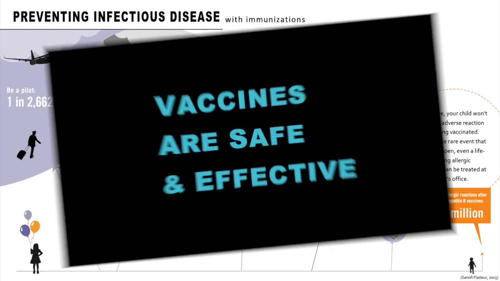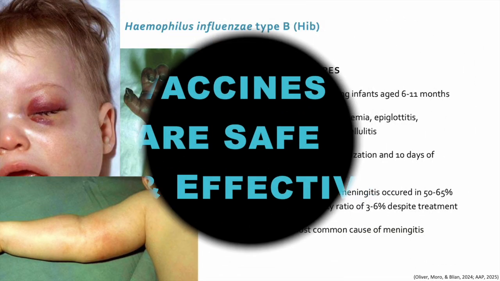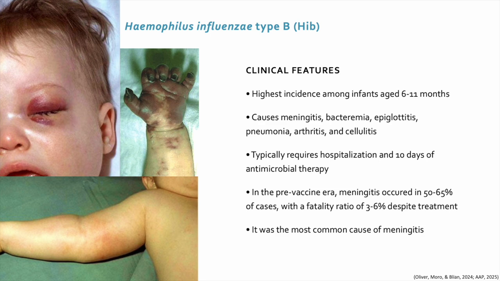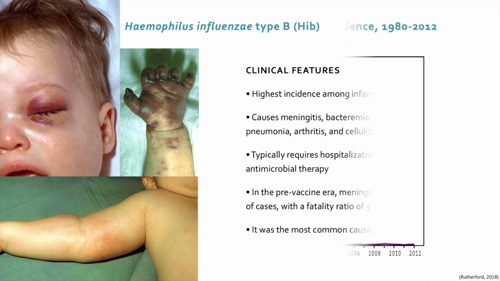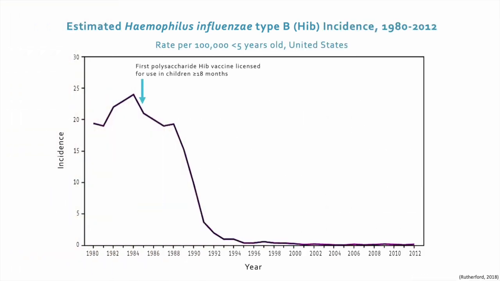The Haemophilus influenza B vaccine is a great example of decreased morbidity and mortality because of an immunization. Back in the 1980s, pediatric ICUs were full of kids with Hib. But in 1984, after the first polysaccharide Hib vaccine was licensed for use in children 18 months of age and older, you can see from the graph that Hib incidence immediately started to decline.